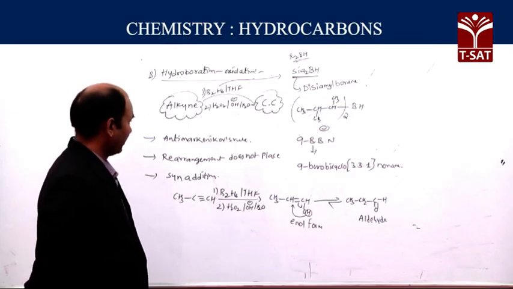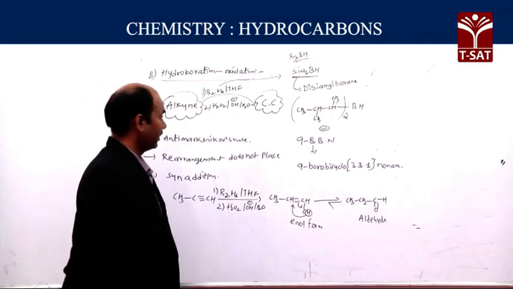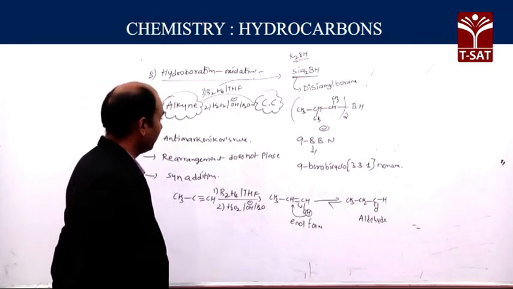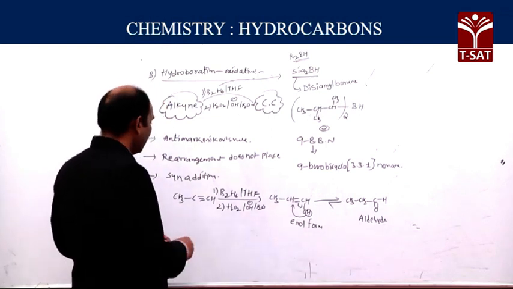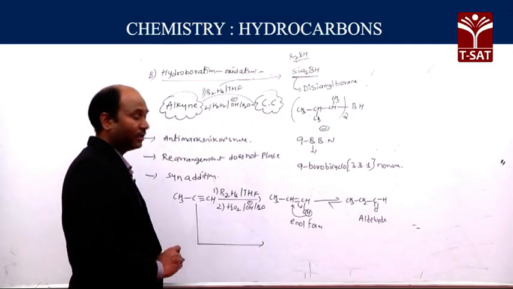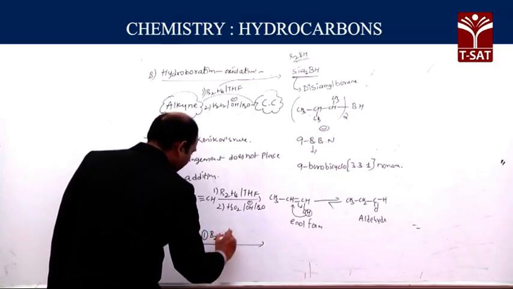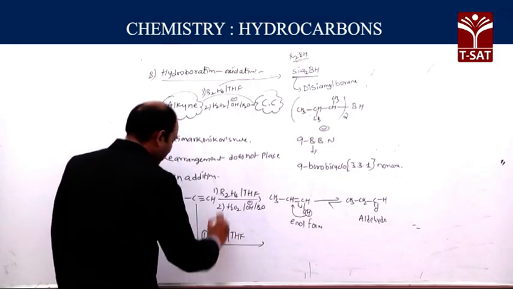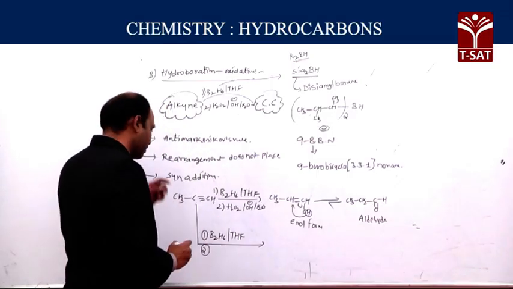B2H6 is used, or otherwise dialkyl borane, R2BH, is also used: Sia2BH, or otherwise 9-BBN, 9-borabicyclononane. The best reagent is Sia2BH. From this we can also prepare alkenes. That is B2H6 in the presence of THF, the first stage is the same, and the second one is H2O2, OH minus and H2O.